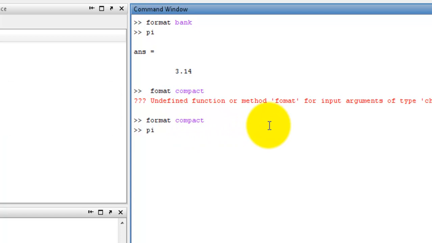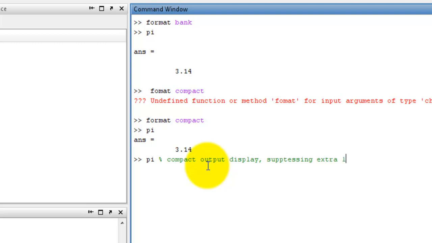PI, enter. The value is 3.14. PI, again PI, here comments is compact output display, suppressing extra line feed. 3.14.